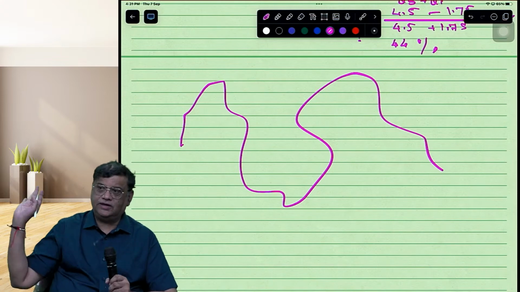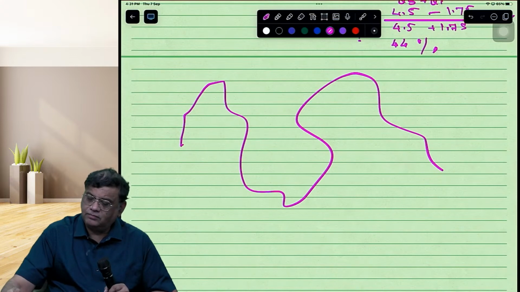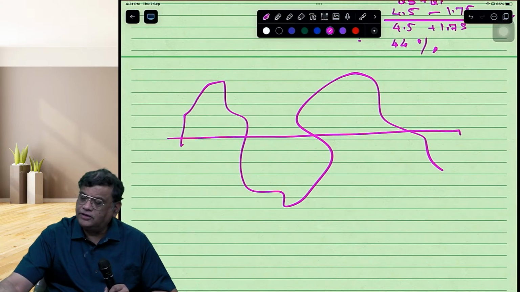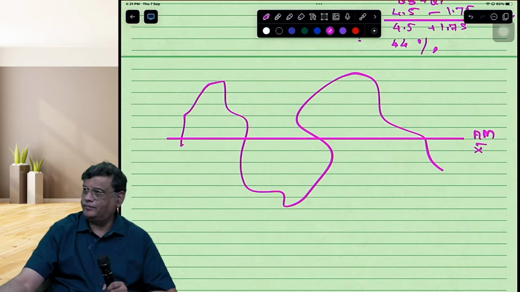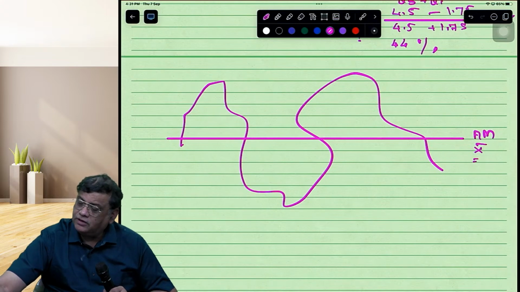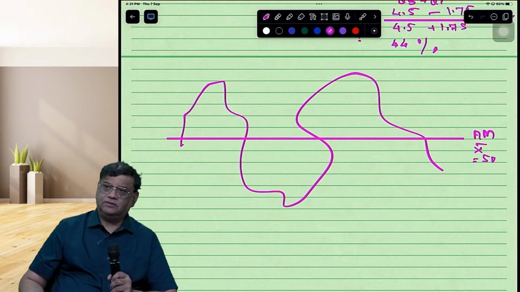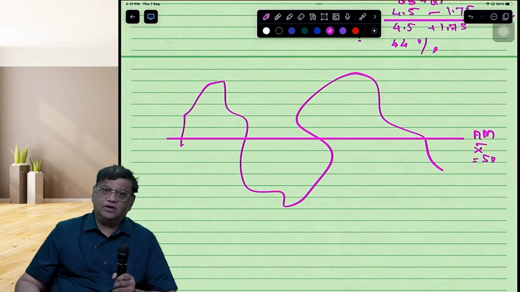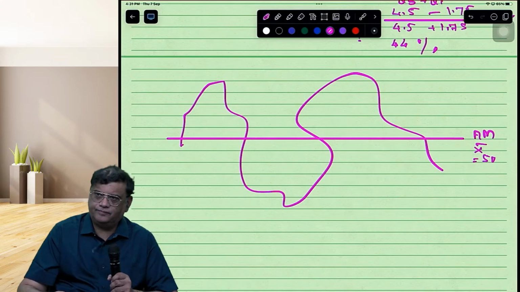Whenever there are variations, I first find the mean. I find the measure of central tendency. So for that matter, suppose I find arithmetic mean x bar. That arithmetic mean x bar is suppose 50 inches. Then what does it mean? रेन कभी ज़्यादा होगा कभी कम होगा, बट एवरेज रेन इन पुणे सिटी इज 50 इंचेस.